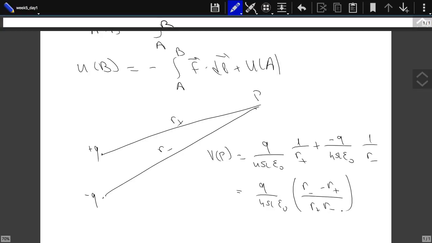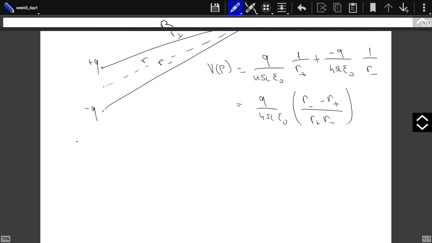Then, of course, we need to obtain some approximation for this. And what we do is we just put the origin at the center of the dipole. Then the distance of the position P from this center, we just call it R.